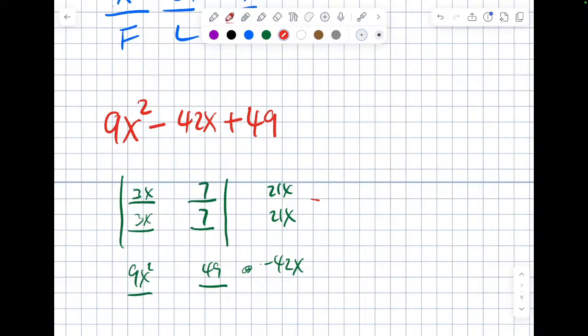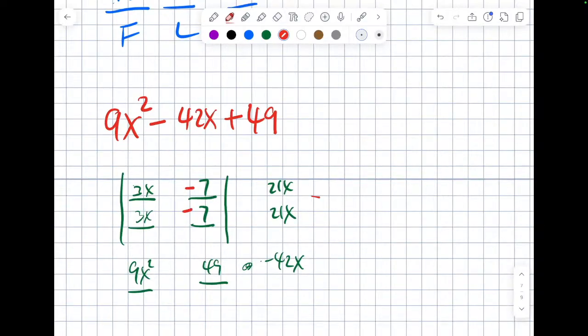Yes, good job, Kyra. Because negative 7 times negative 7 is 49, positive. So you can have two negative signs become positive. So this is negative, negative, and that's going to be negative 42. So it'll be 3x minus 7 squared. Yes, no, maybe? Do you understand? What don't you understand?